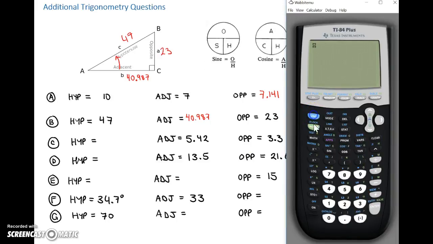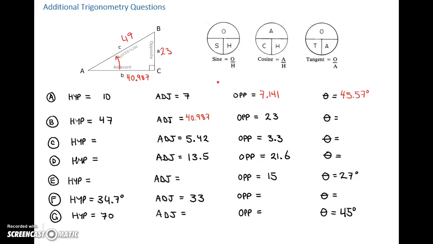So in order to find that angle, we'll do the inverse sine. And the sine is the opposite, 23, divided by the hypotenuse, 47. That gives us 29.298. I guess we could say 29.30 then. Beautiful. Now we found everything for that triangle.